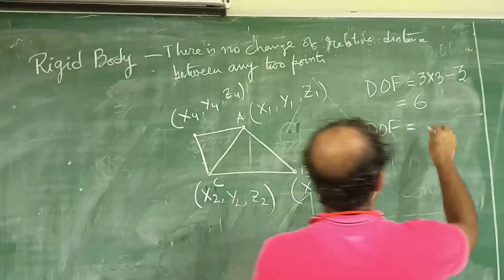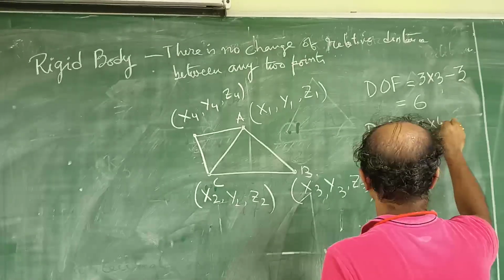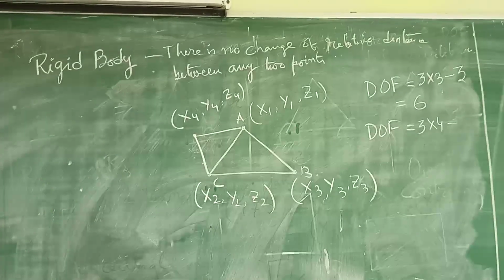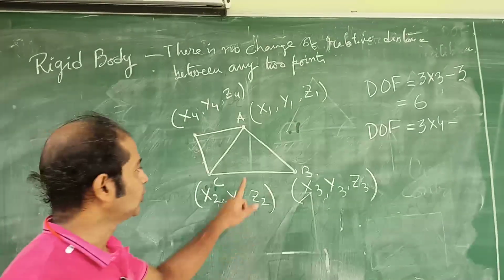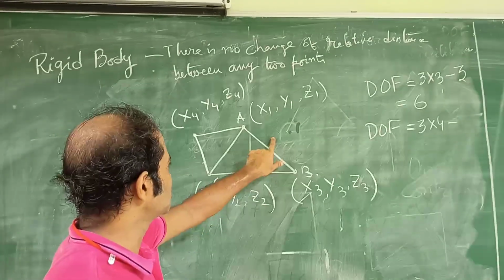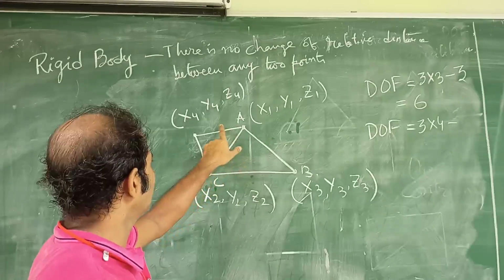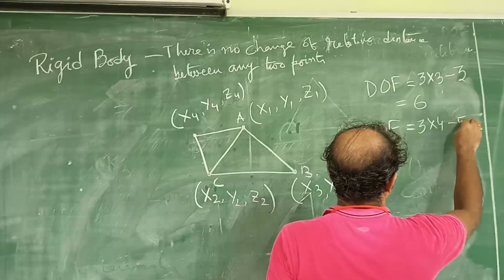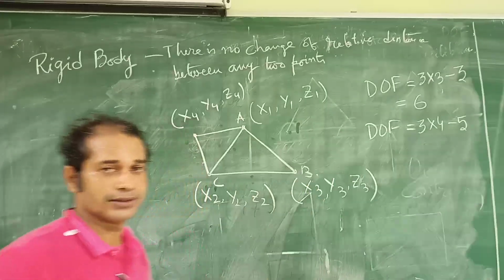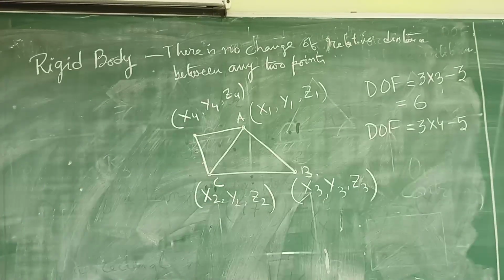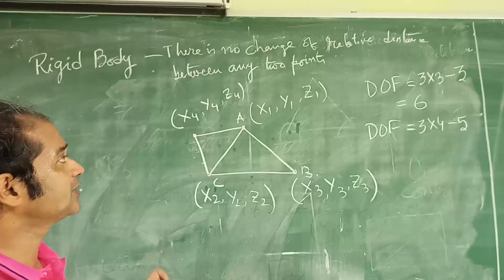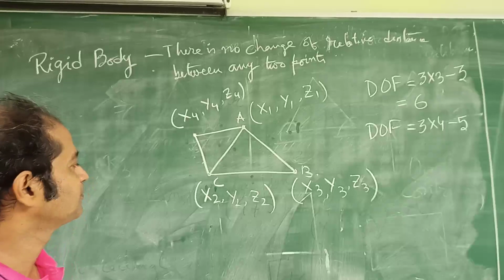Now how many degrees of freedom are we having? It is equal to 3 cross 4, as we have taken 4 points, minus how many constraints are we having? 1, 2, 3, 4, 5. Minus 5 is equal to what? 7. Now let us check whether this definition is satisfied for any 2 points or not.